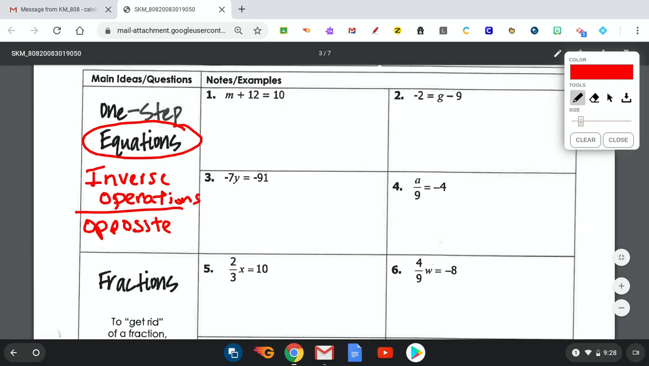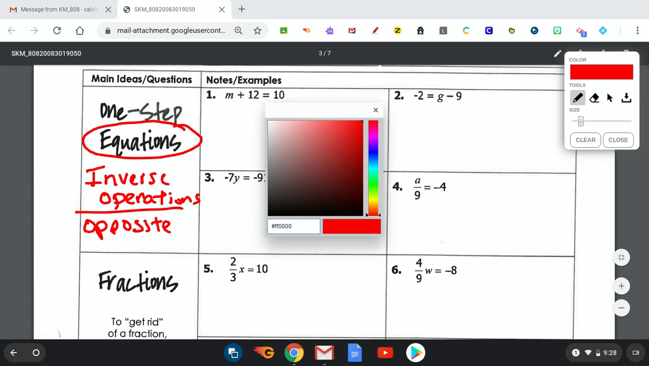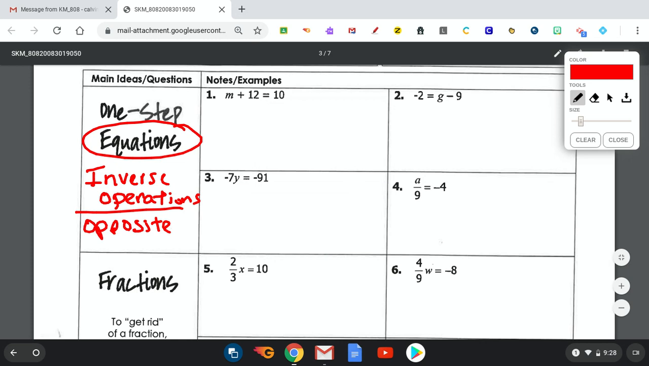All right. So let's look at number 1. It says m plus 12 equals 10. I'm trying to solve for m. I mean, I want to get m on a side by itself. Well, in order to do that, I need to move the 12 over. So what I like to do is draw a line through the equal sign. That's my balance line. And basically, you'll hear me say this a lot. What I do on one side of the equal sign, I have to do on the other.